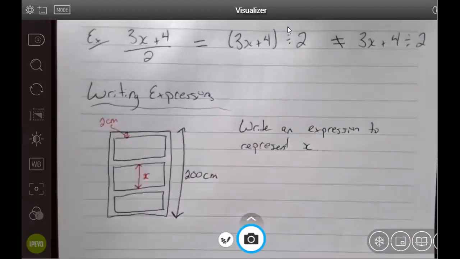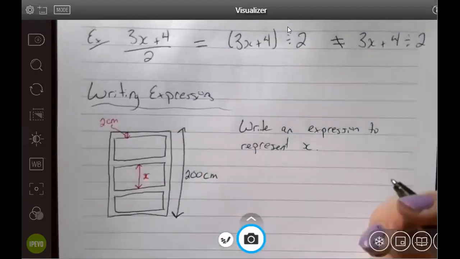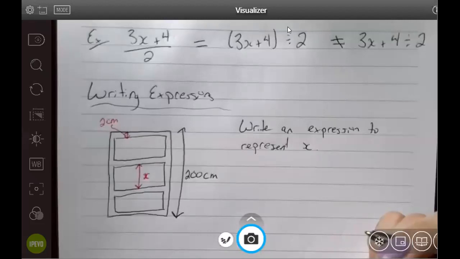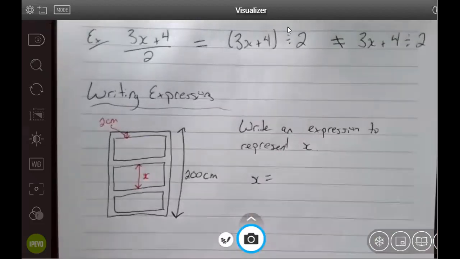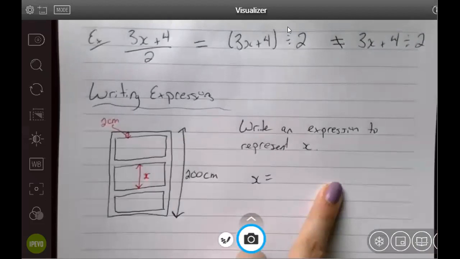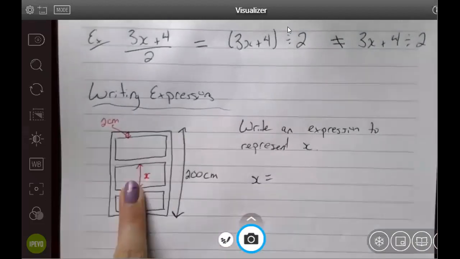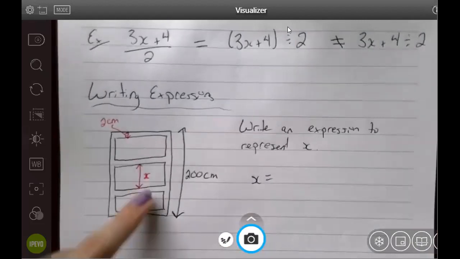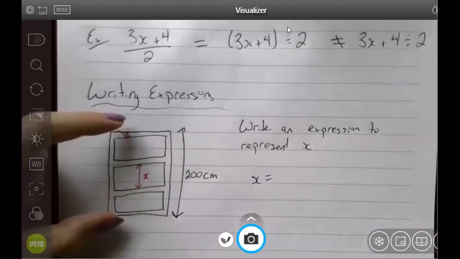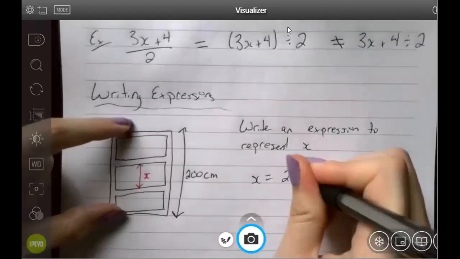So the way that we would do this, if I asked you to just solve this, most of you would probably do it in a bunch of steps. However, if you need to write the expression for it, you need to show how it could be done all in one step. So we're going to say that x is going to be equal to, and then we have to say all the things we need to do to these numbers in order to find our value of x. So I'm going to start with the entire distance here, this entire 200 centimeters.